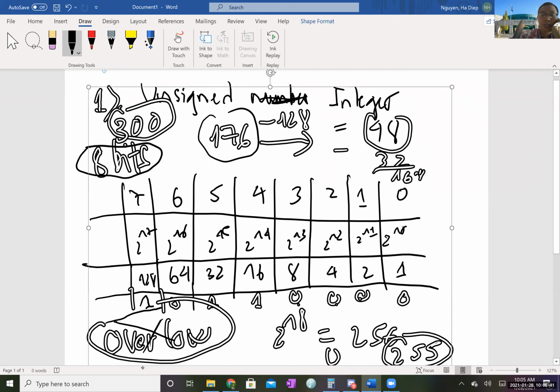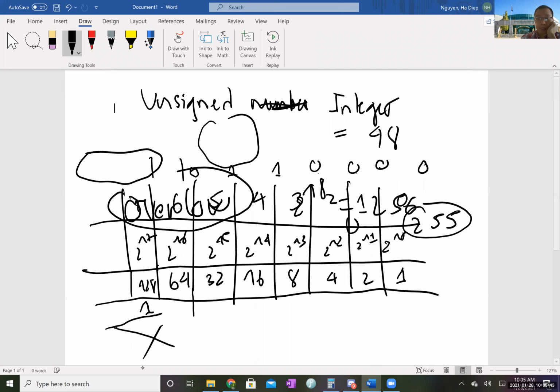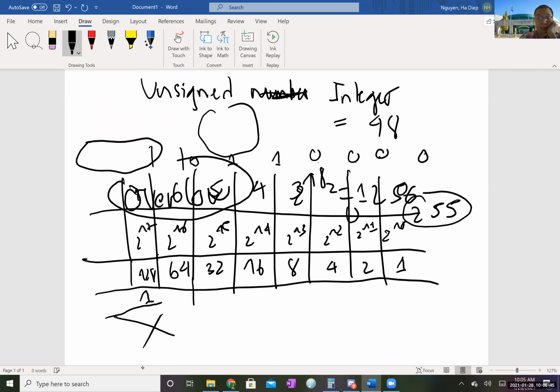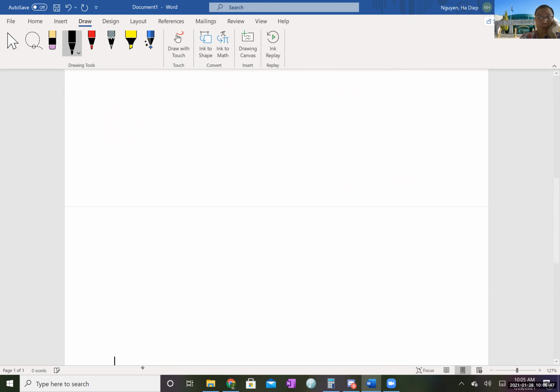Okay, so the first thing is everything about the unsigned format. The second format you study is the sign and magnitude here. Sign and magnitude, right?